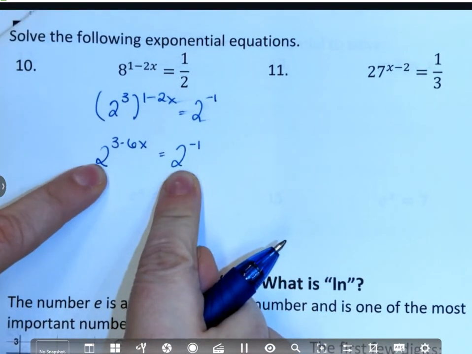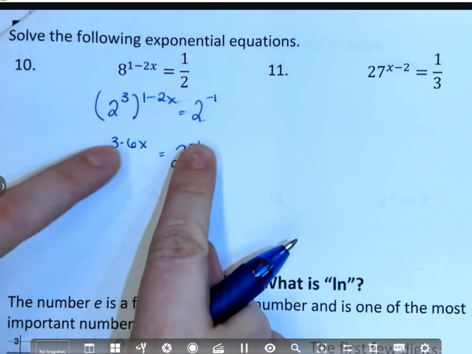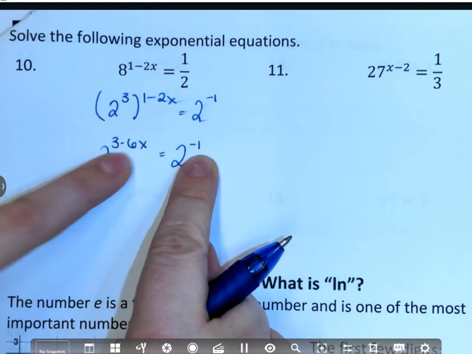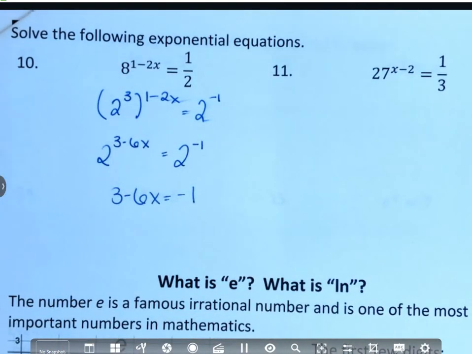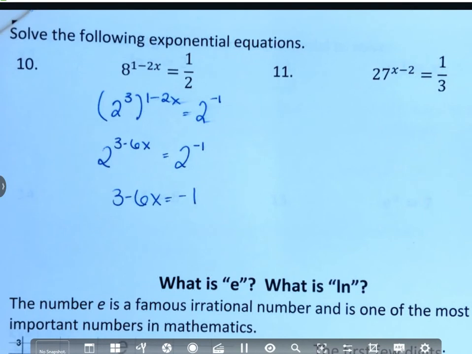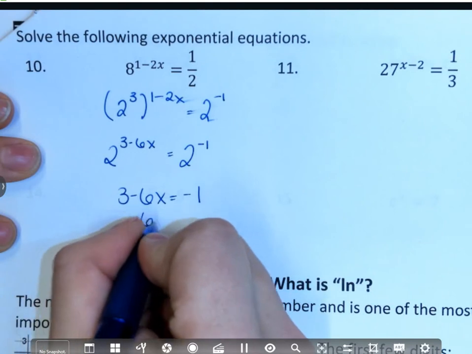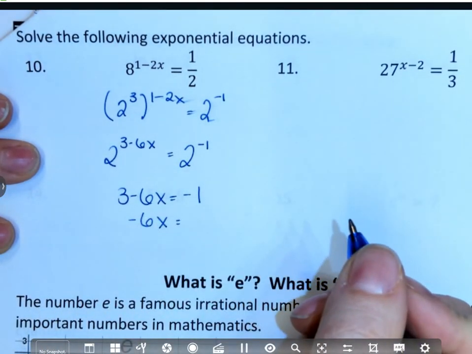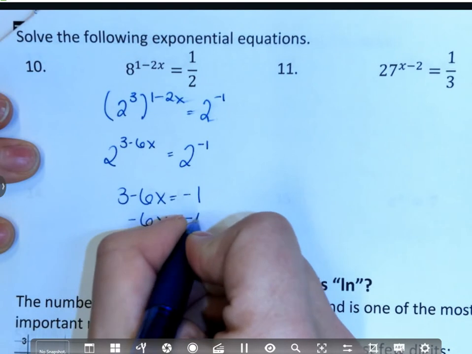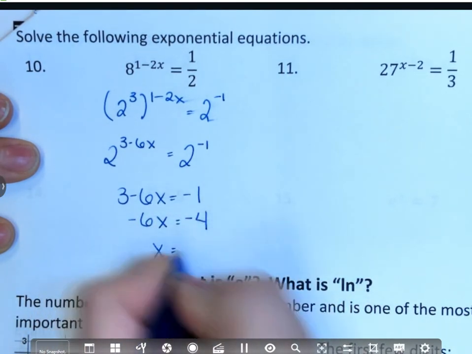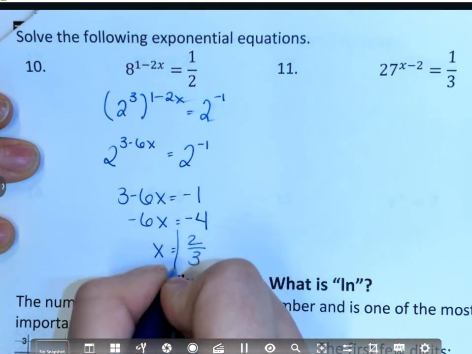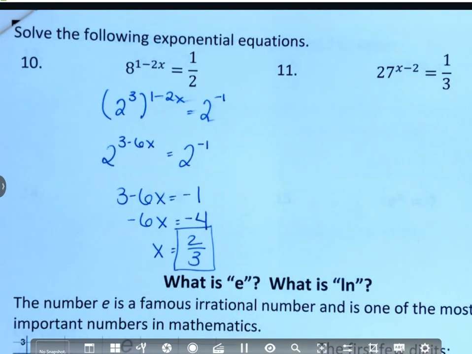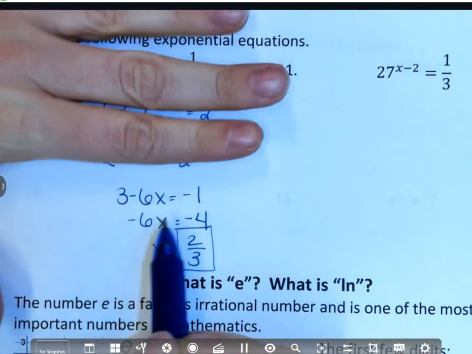Since my bases are identical, that tells me the exponents have to be identical. So I'm just going to solve 3 minus 6x is negative 1. Well, that's just algebra. What do we do there? Subtract 3. And when I subtract 3, I'll have negative 6x equals negative 4. And then we're going to divide by negative 6 and get, there's your answer. Just solve an equation.